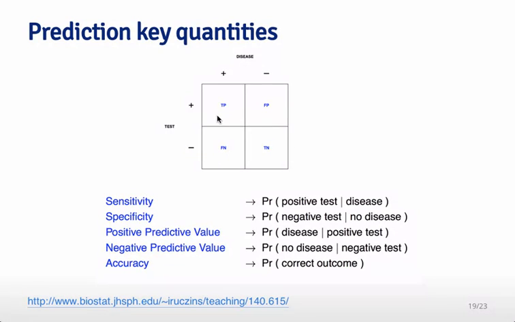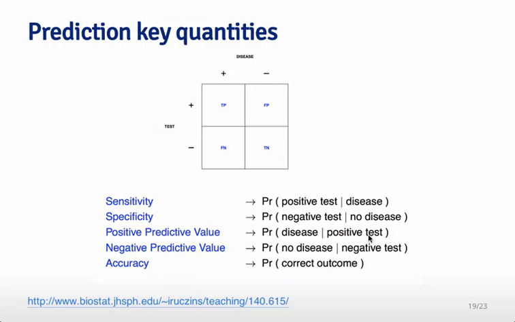If you have the disease and you test positive, then you're a true positive. If you do not have the disease and you test positive, that's a false positive. If you have the disease but don't test positive, that's a false negative. And if you don't have the disease and you test negative, that's a true negative. Some quantities that you need to pay attention to are the probability you have a positive test given you have disease, that's sensitivity. The probability you have a negative test given you have no disease, that's specificity.